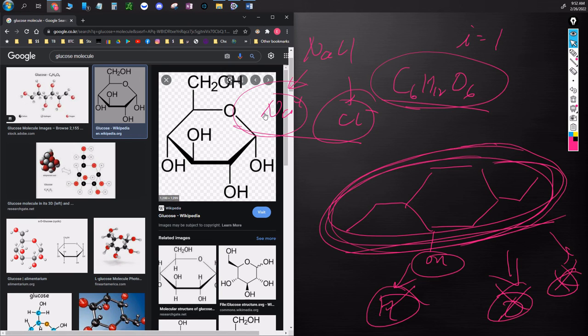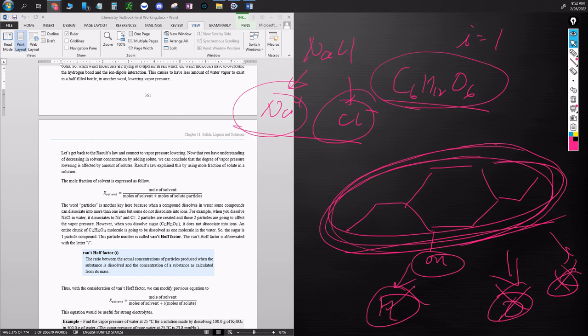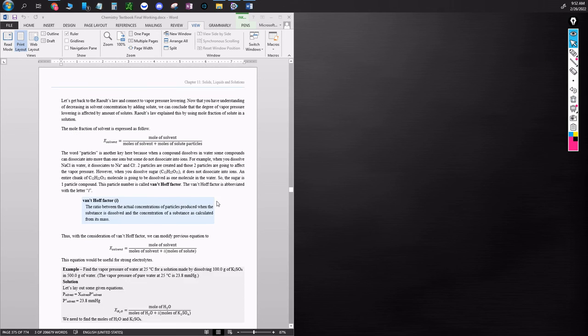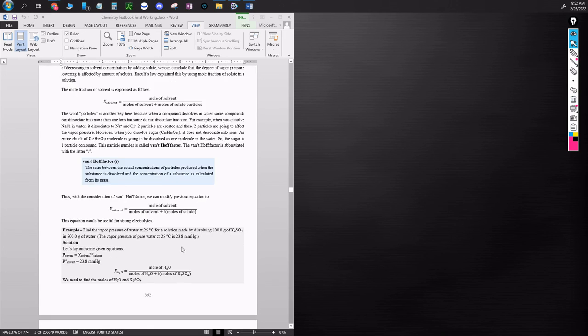That's the difference. Therefore, because the whole thing dissolves as one, the Van't Hoff factor, which counts broken pieces, is 1. Why is that important? Because it's part of the equation that you're going to be dealing with. So if you look at here, we are looking at: find the vapor pressure of water at 25 degrees Celsius for a solution made by dissolving 100 grams of potassium sulfate. Let's take a look at that.